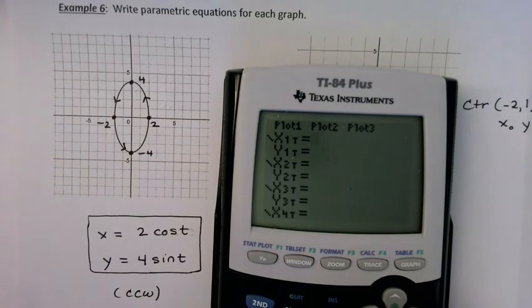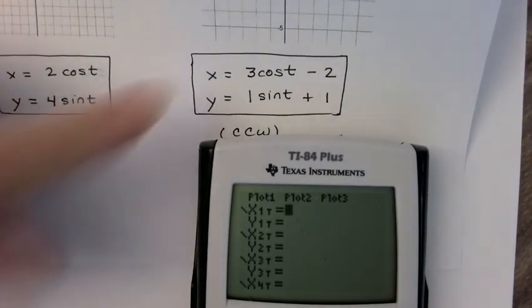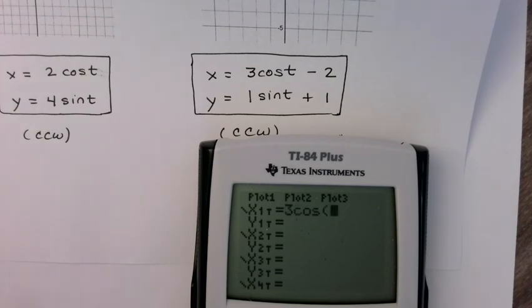So I'll tell you what, let's check our second answer. That one was the more complicated of the two. Let's type in 3 cosine t minus 2, and then just 1 sine t plus 1. Notice when I type, I'm just using the same key I always use to get x. It says x, t, theta, n. When I'm in parametric mode, it automatically gives me the t.